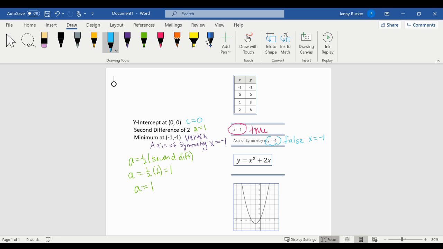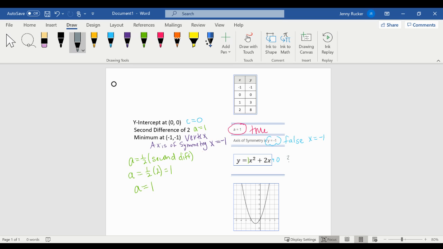All right, let's take a look at our next equation, y equals x squared plus 2x. I'm not exactly sure about that one. It seems to fit because a is 1 and c is 0. But I'm really questioning this one for b. I'm not really sure about that one, so we'll come back to it.